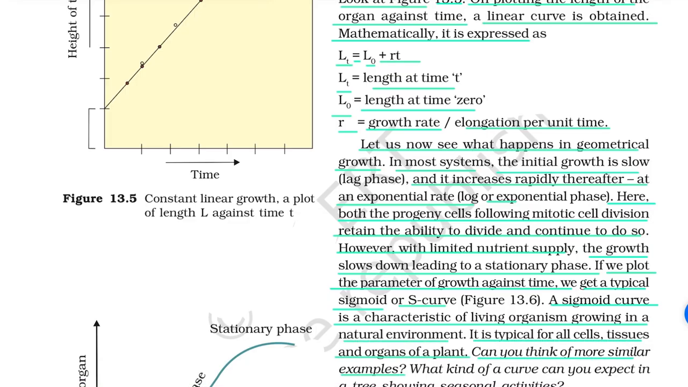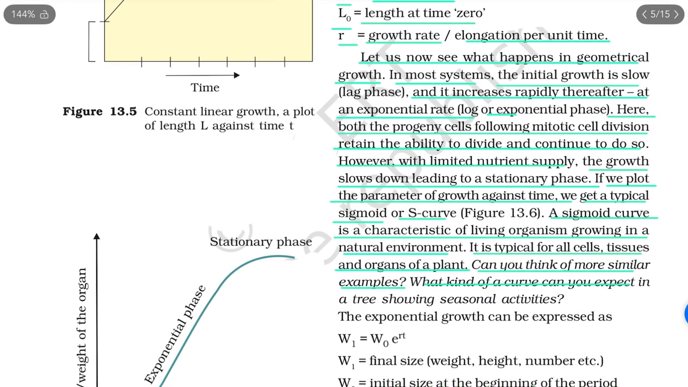Can you think of more similar examples? What kind of curve can you expect in a tree showing seasonal activities?